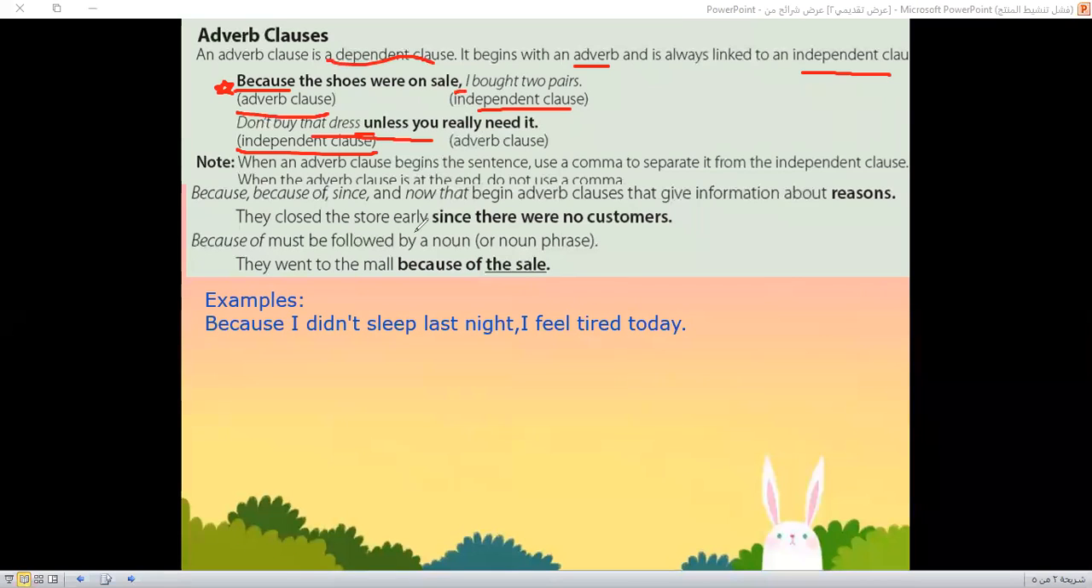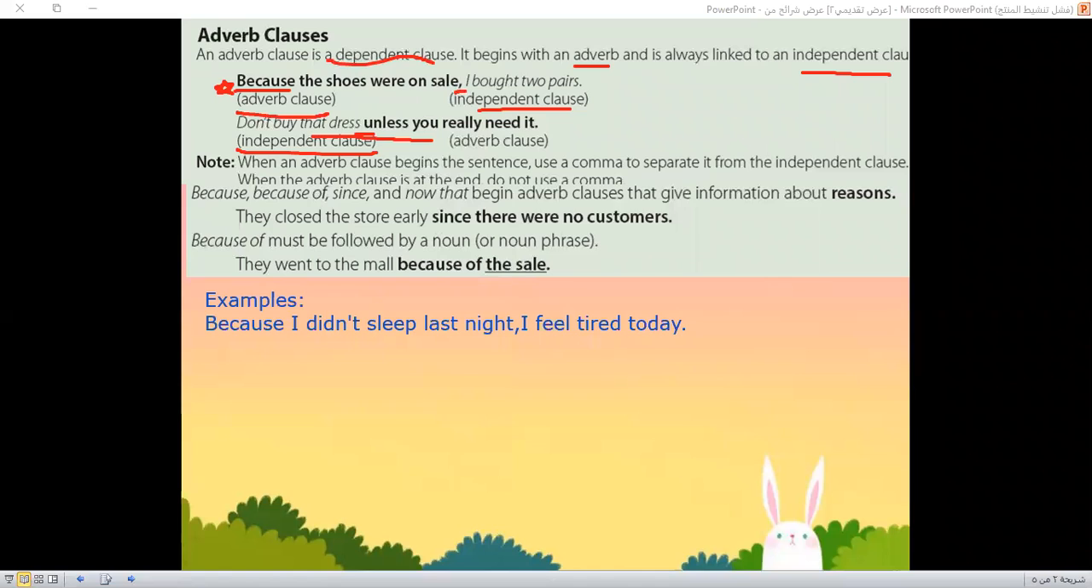Okay. Here there is a note. When an adverb clause begins the sentence, use a comma to separate it from the independent clause. When the adverb clause begins the sentence, as number one. When the adverb clause is at the end, do not use a comma, as we said, as we see here. We didn't use any comma because it was at the end. Right.